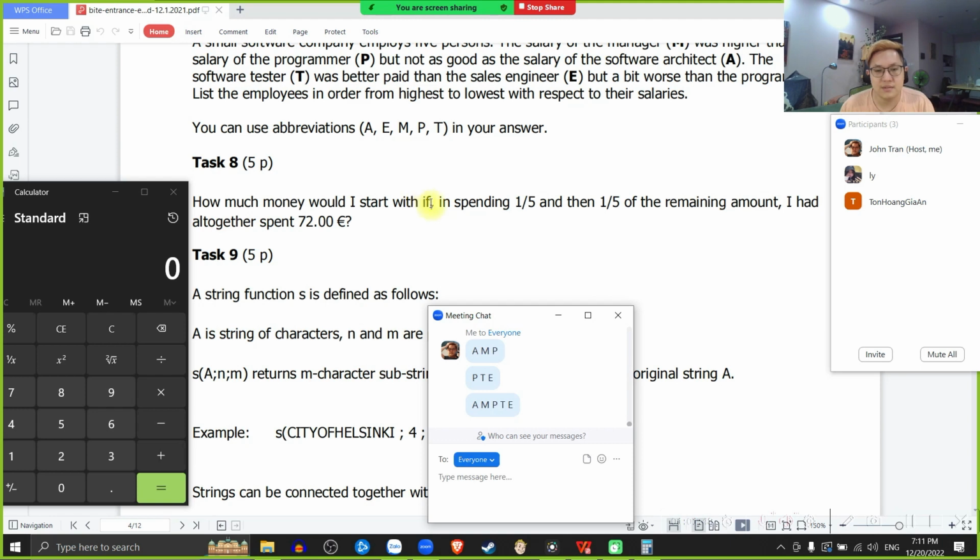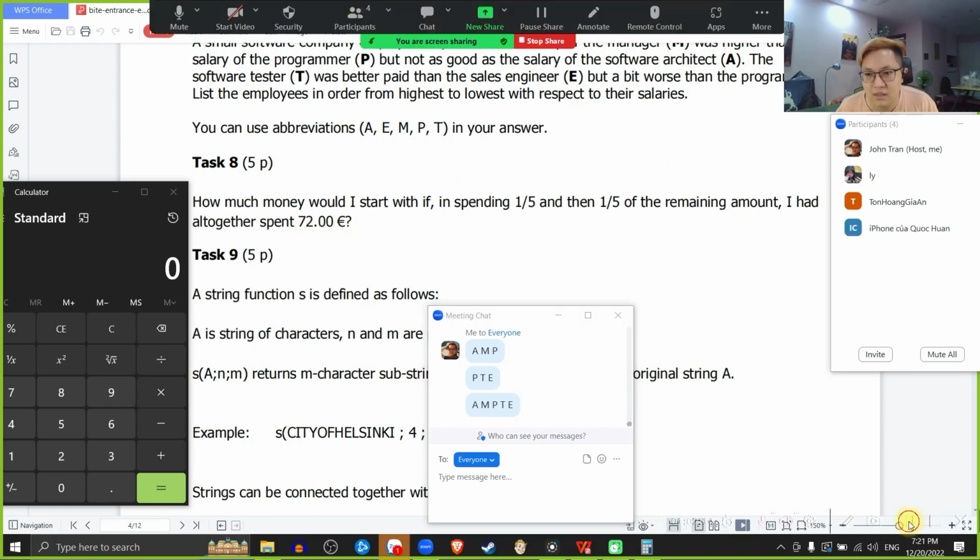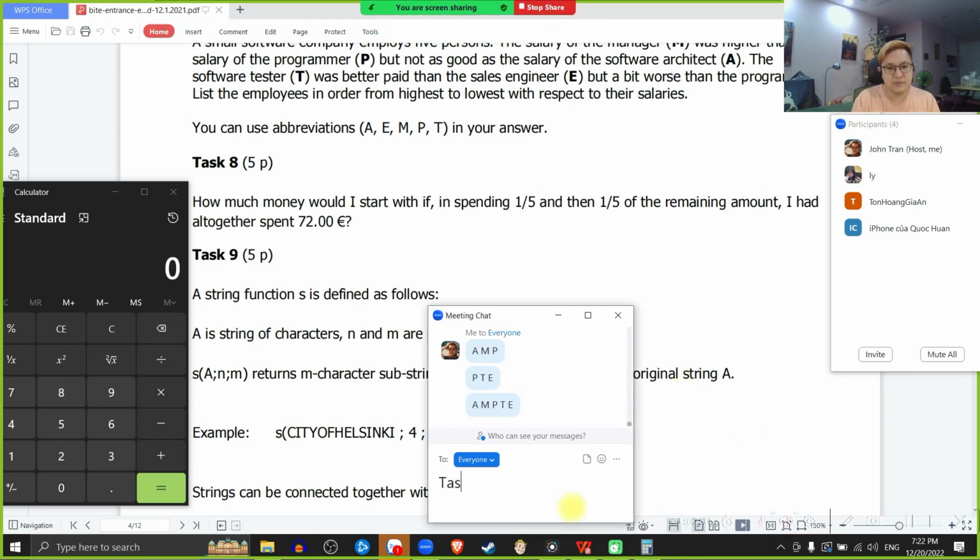How much money would I start with if, in spending a fifth and then a fifth of the remaining amount, I had altogether spent 72 euro? Tôi sẽ bắt đầu với bao nhiêu tiền nếu khi mà tôi dành 1/5 số tiền và sau đó là 1/5 của số tiền còn lại. Tôi tất cả đã chi tiêu 72 euro. Okay, let's try this one now. Alright, bài số 8 mọi người biết làm không? You know how to do task number 8. Bao nhiêu tiền tôi sẽ bắt đầu?